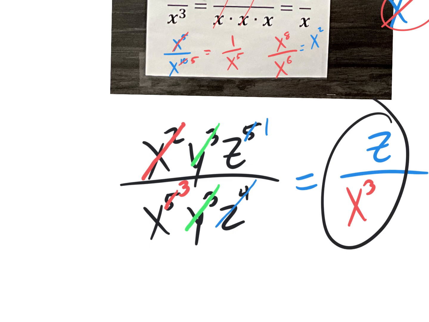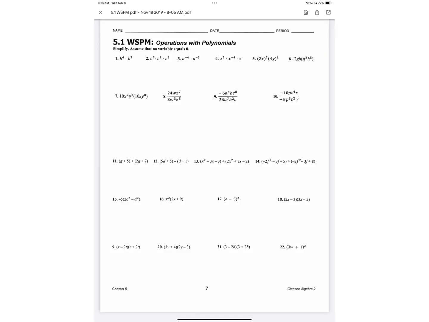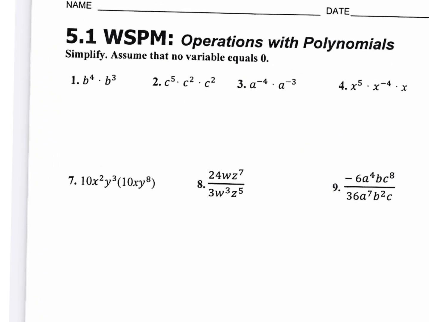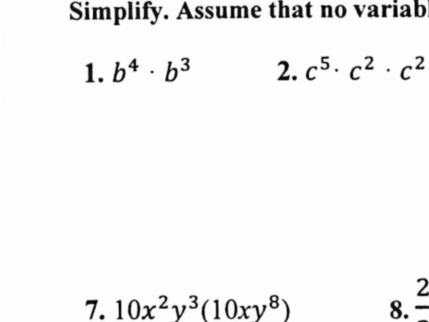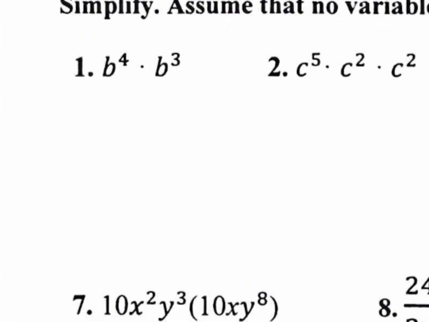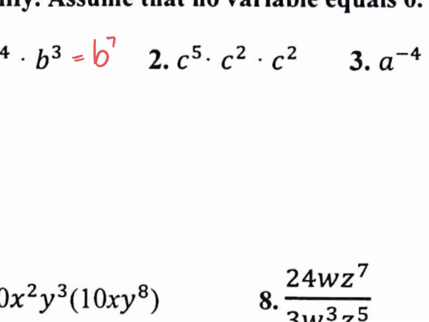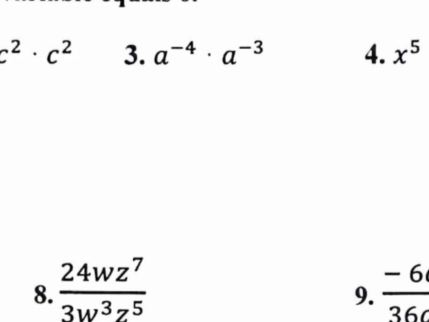And of course, it gets even more fun when you combine all the rules together and you have to apply all the rules together. So we have our worksheet here. Number 1, super easy. What's the answer? B to the 7th. 4 plus 3 is 7. 2's ridiculously easy.